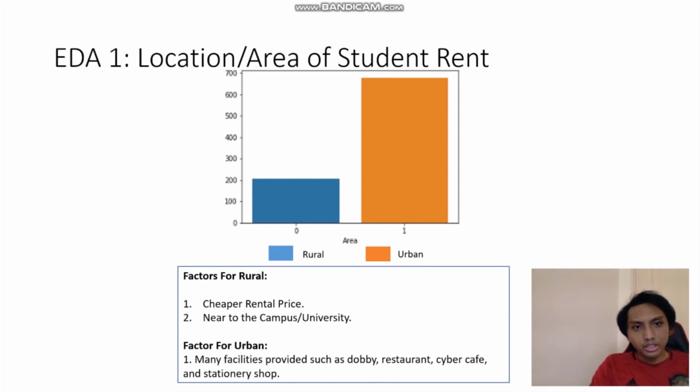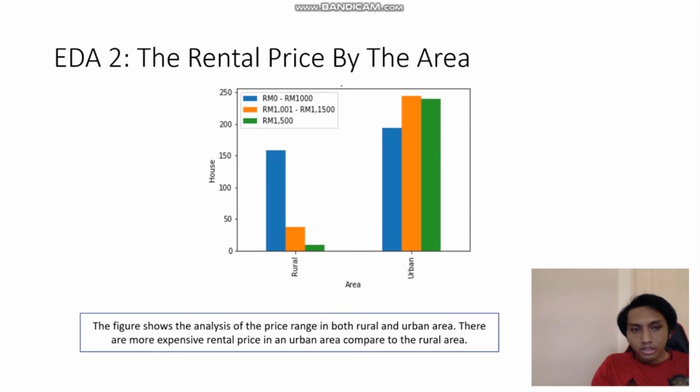EDA number 1, which is the location or area of the student rent. From the bar graph, most of the students rent the house in the urban area compared to the rural area. There are some factors that influence the students to rent in the urban area rather than in the rural area.